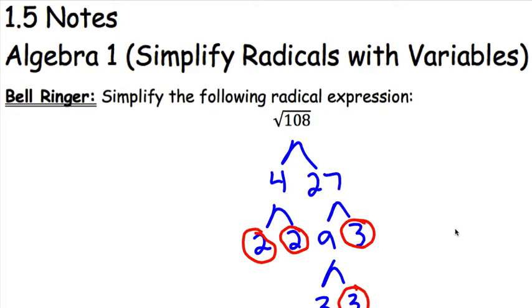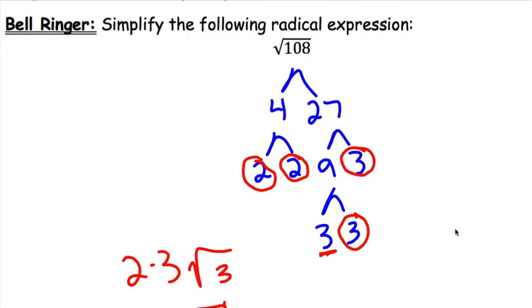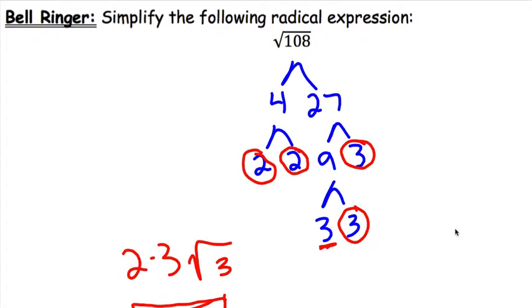So 4 we can break down into 2 and 2. 27 is 9 and 3. And then 9 we could do 3 and 3. And again, we're looking for a pair. So I have a pair of 2's. That pair comes out as a 2. And then I got a pair of 3's. You could take these 2 3's or you could take these 2 3's. Doesn't make a difference. For every pair, we take 1 out.